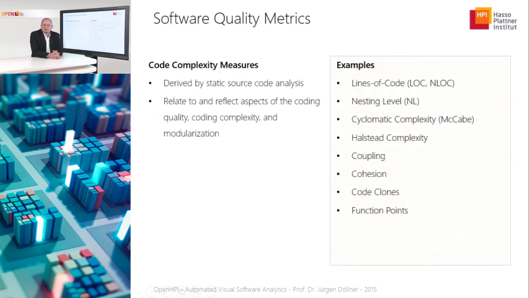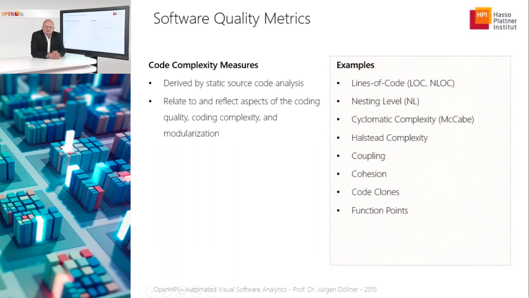Let's have some examples for different categories of software metrics, in particular for software quality metrics. Regarding the software quality, we can, for example, measure the code complexity. The code complexity can be analyzed by an investigation of the source code. This is done on the implementation, for example, the whole set of modules that constitute an implementation. So it's derived by static source code analysis.